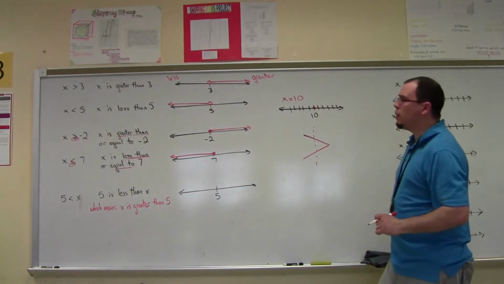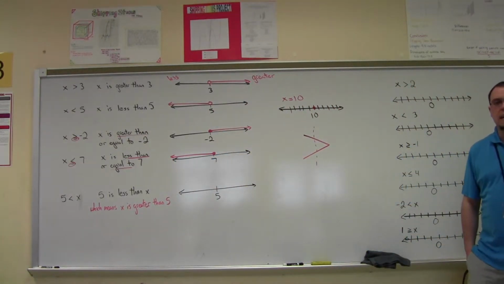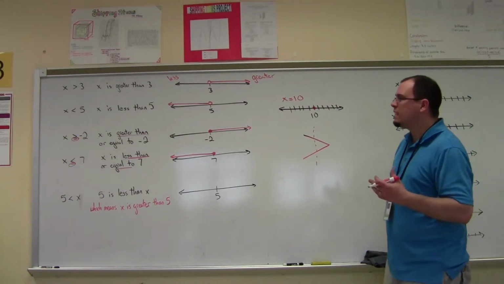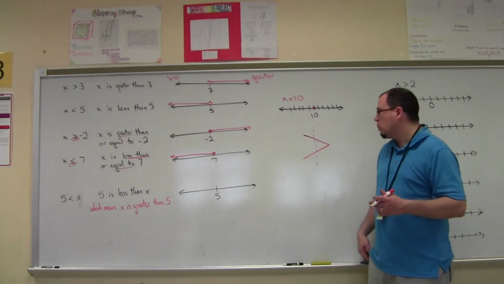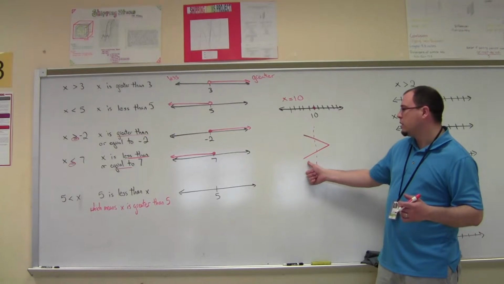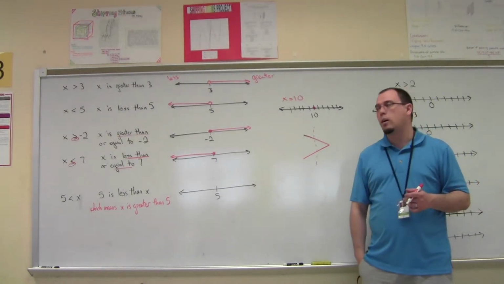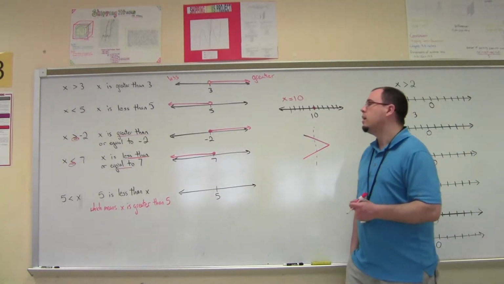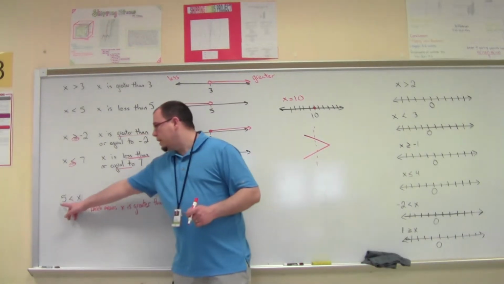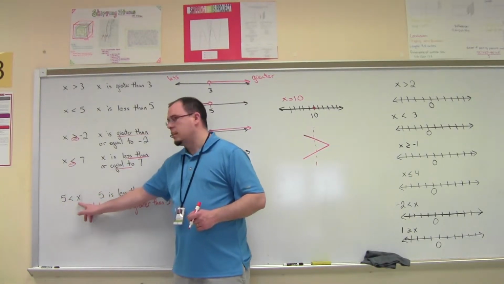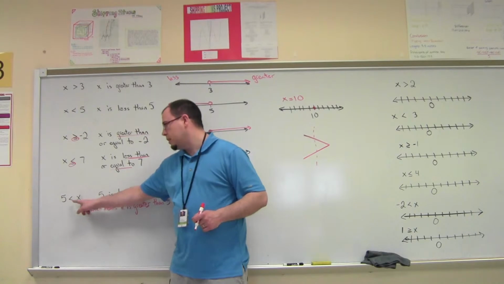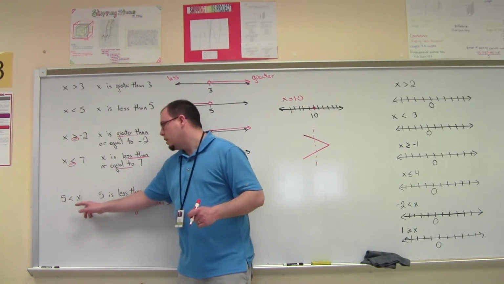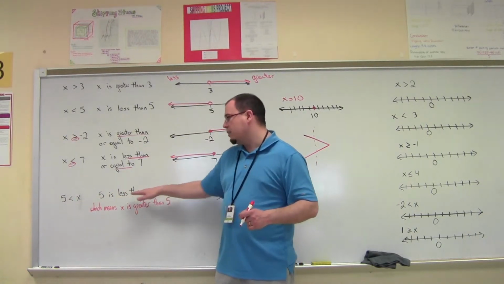Now some of you might have noticed I've been going in the same direction as the arrow. But that's not the rule we want to follow. What we want to follow is, are we on the large side or the small side of the inequality symbol? And I'm going to show you why. So here's the next example. We have 5 is less than x. That's the way we would read this. 5 is less than x.